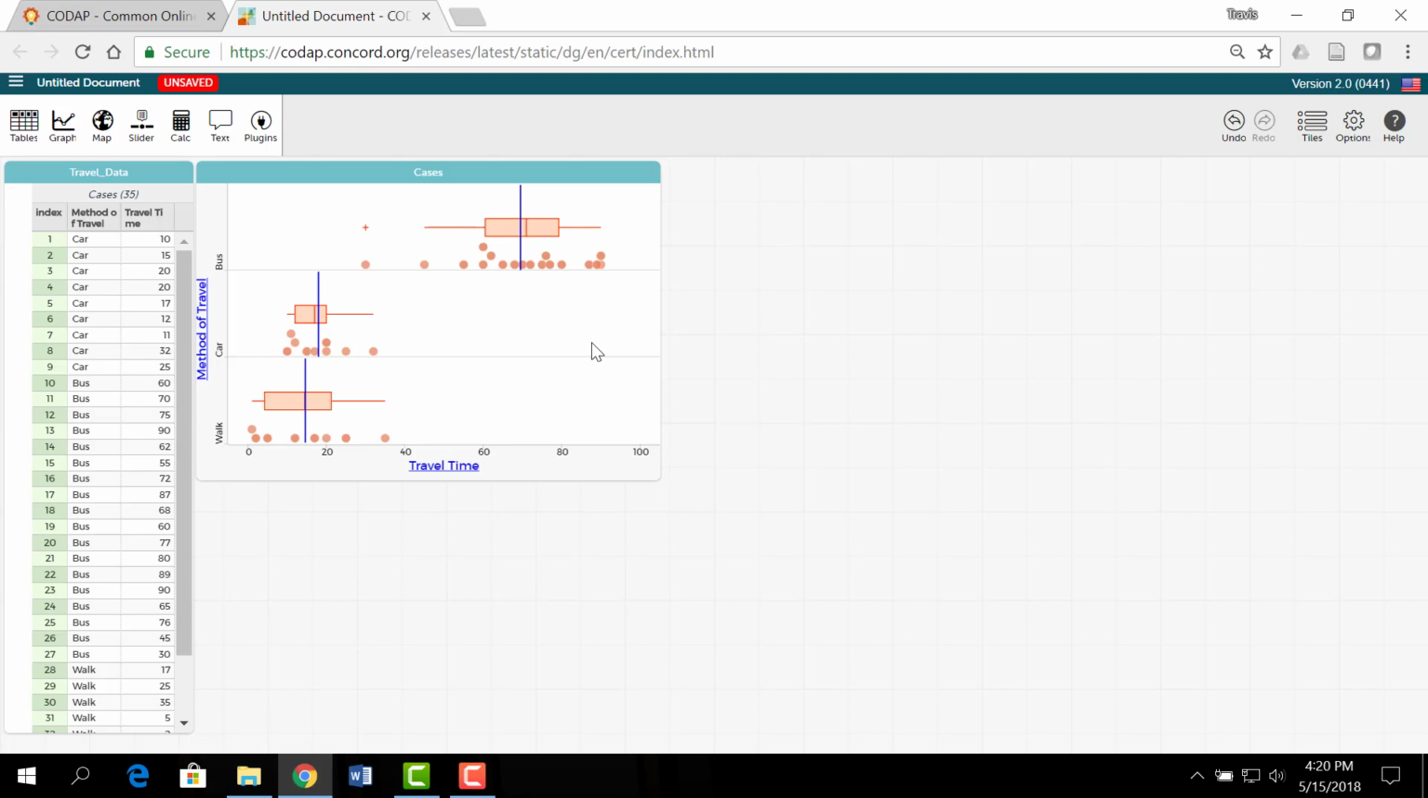So what we want to look at then is whether these differences are significant. The difference between the car riders and the bus riders is a significant difference, and it's clear just from looking at it. What's not as clear, though, is whether the difference between the car riders and the walkers is significant. It's different, but is it significant?